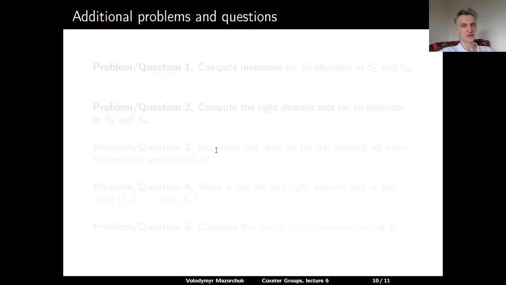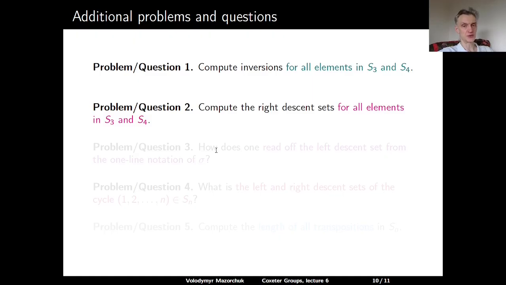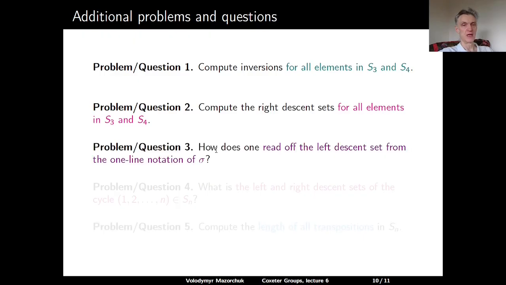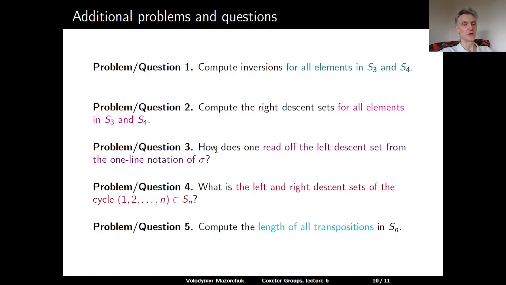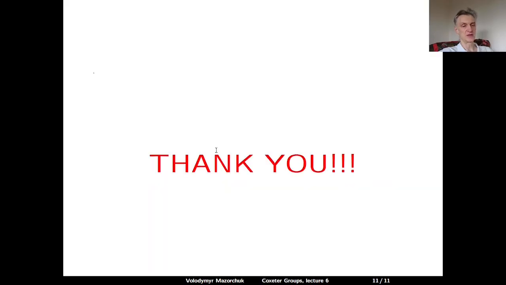Some additional problems and questions at the end. Question 1. Compute inversions for all elements in S3 and S4. Question 2. Compute the right descent sets for all elements in S3 and S4. Question 3. How does one read off the left descent set from the one-line notation of sigma? Question 4. What are the left and right descent sets of the cycle (1, 2, ..., n) as an element in Sn? And question 5. Compute the lengths of all transpositions in Sn. Thank you very much and see you next time.